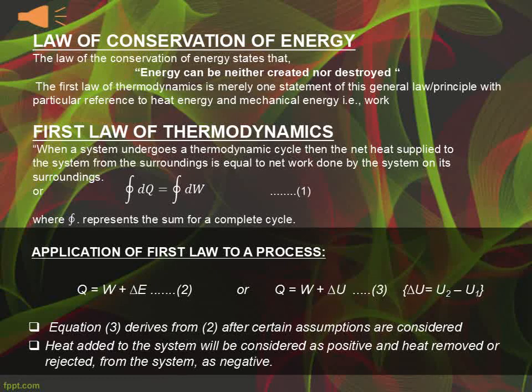When a process is executed by a system, the change in stored energy of the system is numerically equal to the net heat interaction minus the net work interaction during the process, as represented in equation number 2. Mathematically, the delta E represents the change in total internal energy. If the electric, magnetic and chemical energies are absent and changes in potential and kinetic energy for a closed system are neglected, the above equation can also be written as equation number 3.